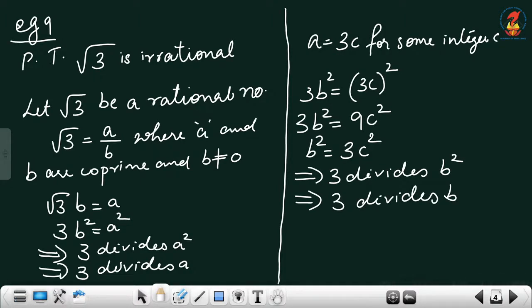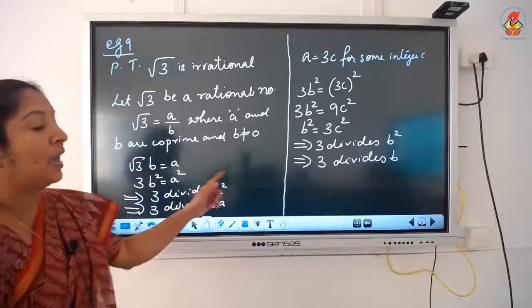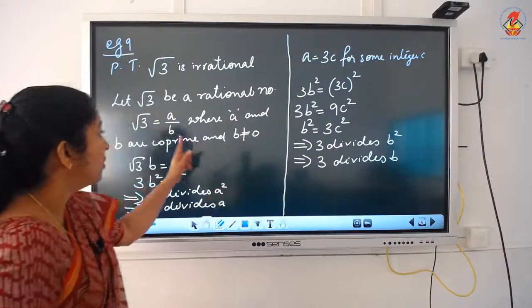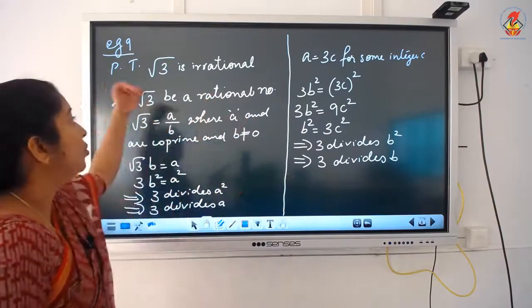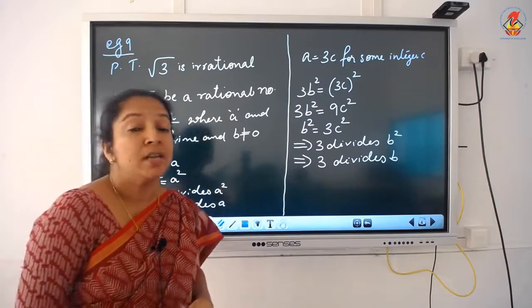So 3 is the common factor of both a and b. This is a contradiction because we have supposed a and b are co-prime. So our assumption is wrong. What we can say is root 3 is irrational.